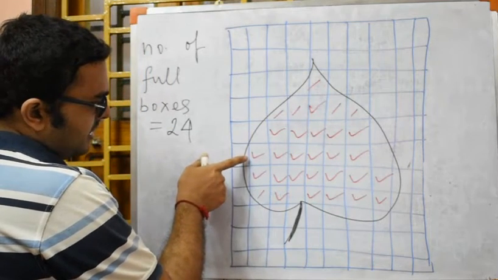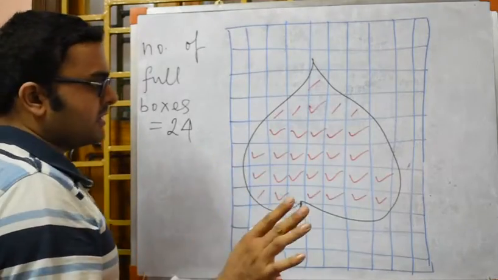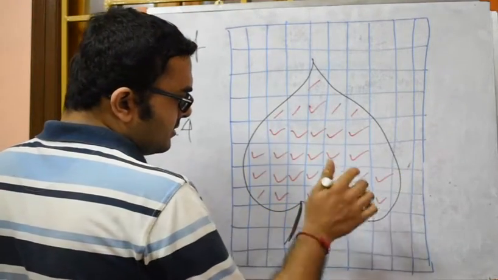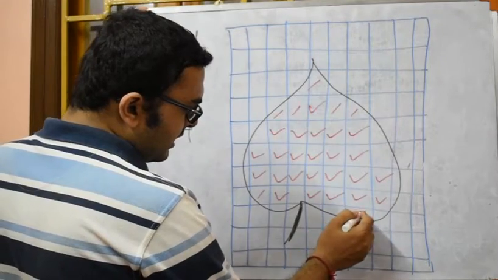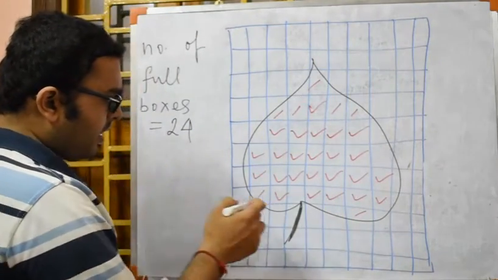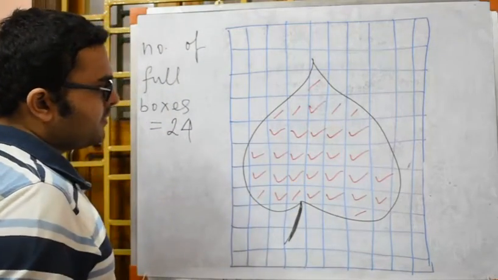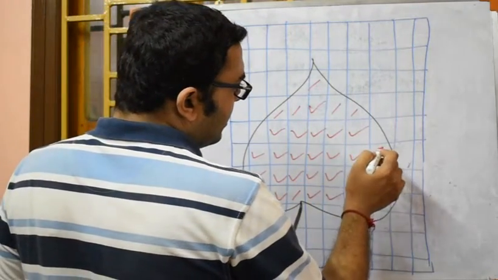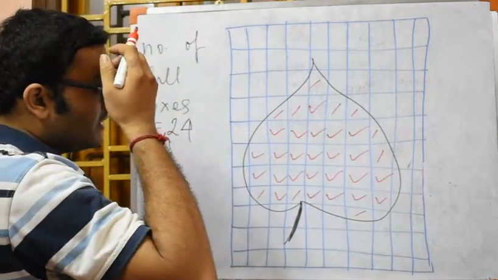These boxes, see, are less than half present within the leaf surface, so we will not take those boxes. This will be all left out. This will also be left out. In fact, this is okay, this is quite half, so I can take it. Any more boxes? Okay, this is okay. Is any more box present? Yes, this one, and I can take this one also, as it is almost half.